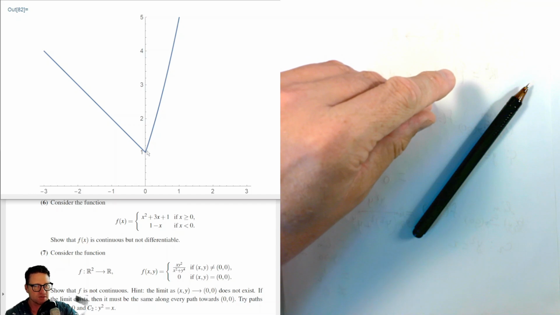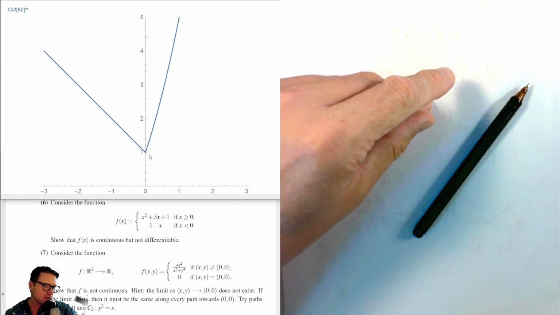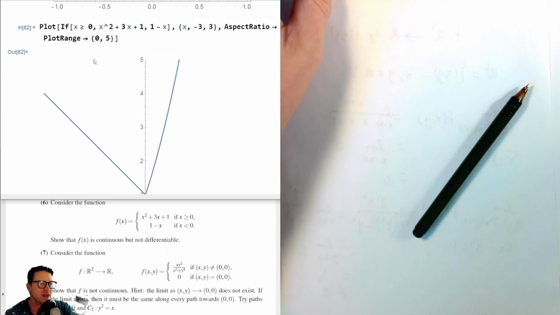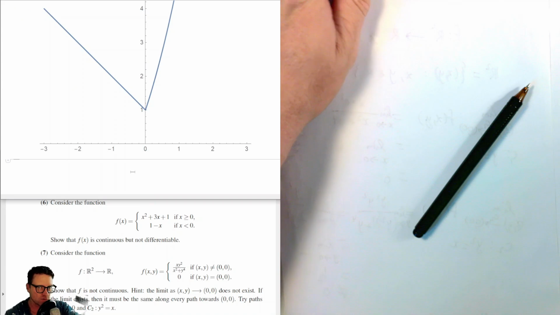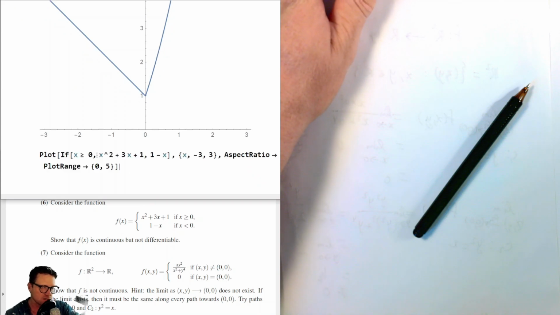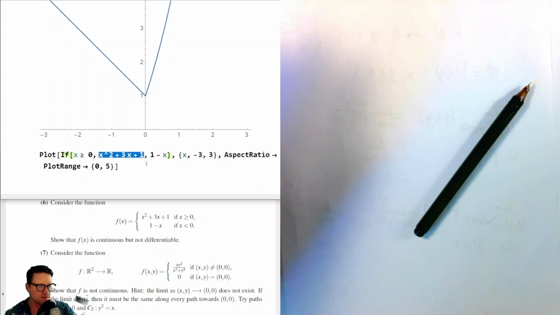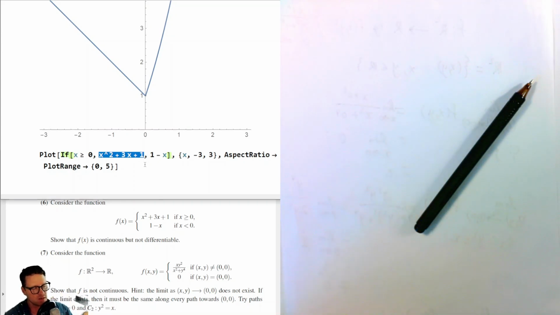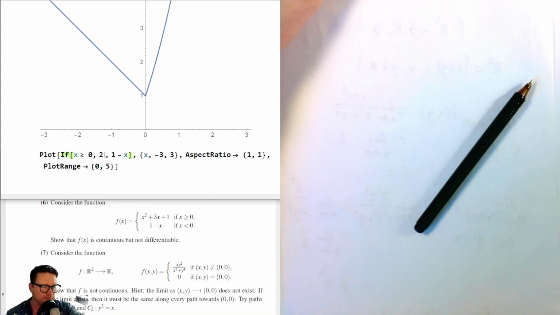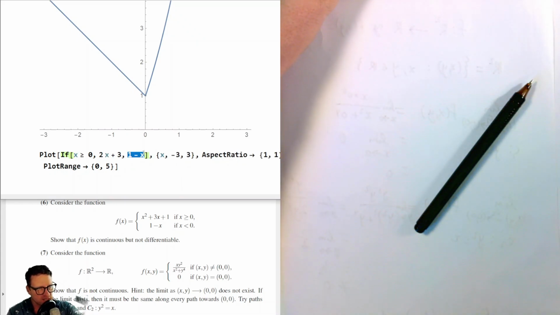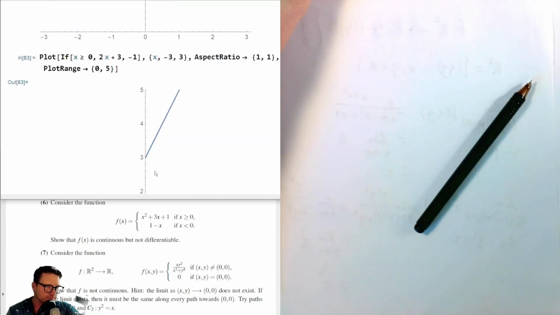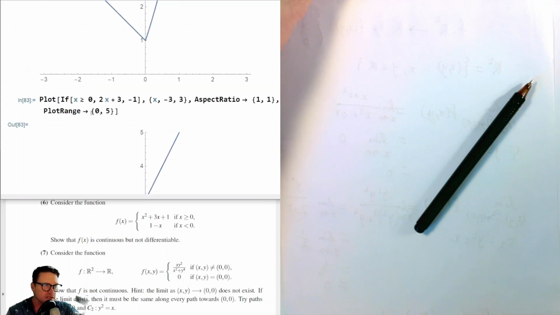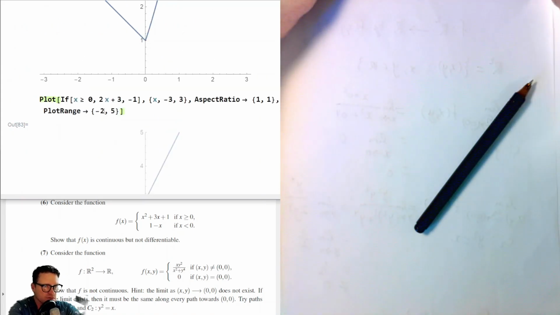But what I can also do is plot the first derivative. So let's do that. We'll plot the first derivative. What I need to do here is just replace this with the first derivative. So that would be 2x plus 3. And then the derivative of 1 minus x is just minus 1. Okay, let's press the button. And then I need to change the plot range. Let's go minus 2 to 5.